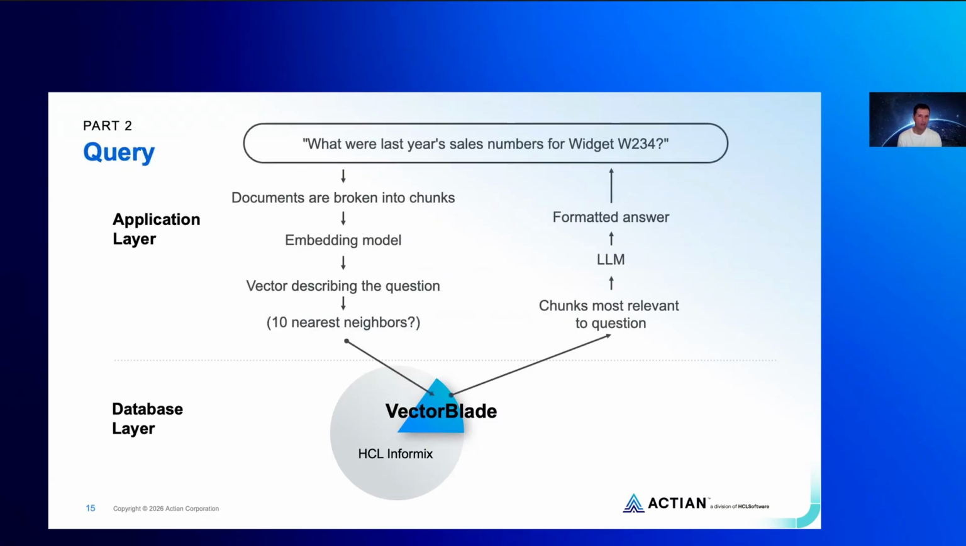Now it's time to search on those vectors. So let's say a user types a natural language prompt into your app, which embeds the prompt using the same model. You pass that resulting vector to IDS and ask for, say, the 10 nearest neighbors. You don't want vectors back. What you want is vector IDs, which you can then use to find the associated chunks in an Informix table. You then pass those chunks of text to an LLM, which formats the answer, which is displayed for the user, that kind of thing. Next slide, please.